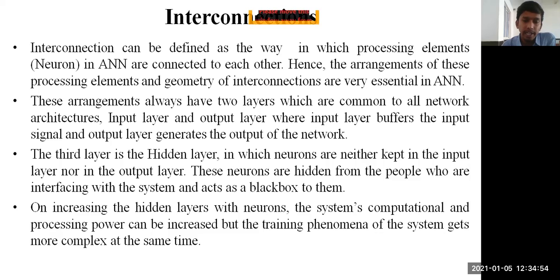So on increasing the hidden layers with neurons, the system's computational and processing power can be increased, but the training of the system gets more complex at the same time, because you are having multiple hidden layers. So the computation capacity may increase, but it may consume a lot of time for training your data set, and also the expenses may be more for doing any processing mechanism. That's the reason if you are having multiple hidden layers, that may lead to high-end cost for processing.